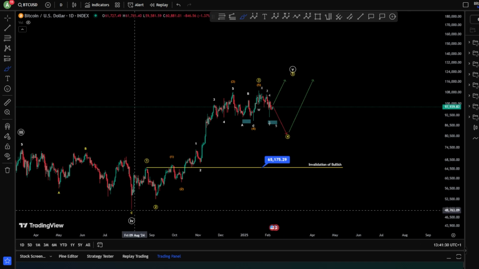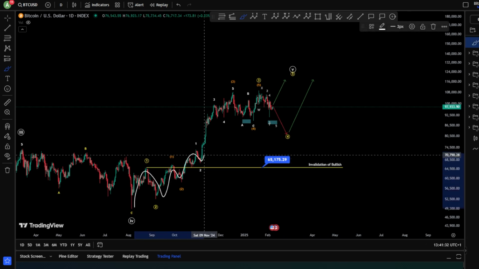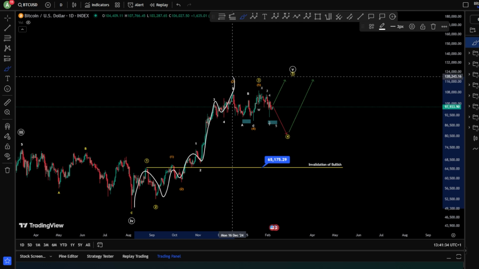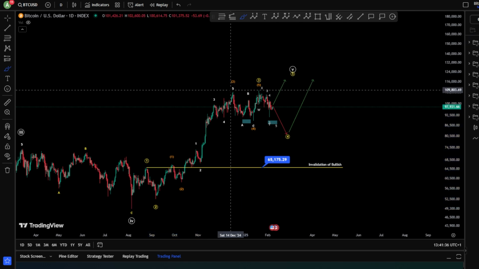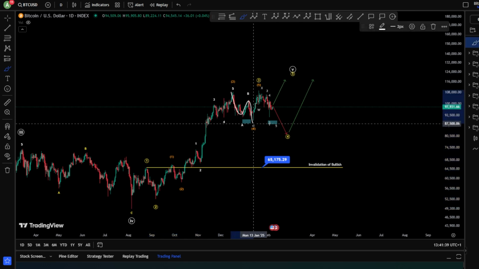In the triple 1-2s, we have here 1-2, 1-2. And then we have finished our main wave 3 here in the orange, which is the most explosive wave of the impulse.